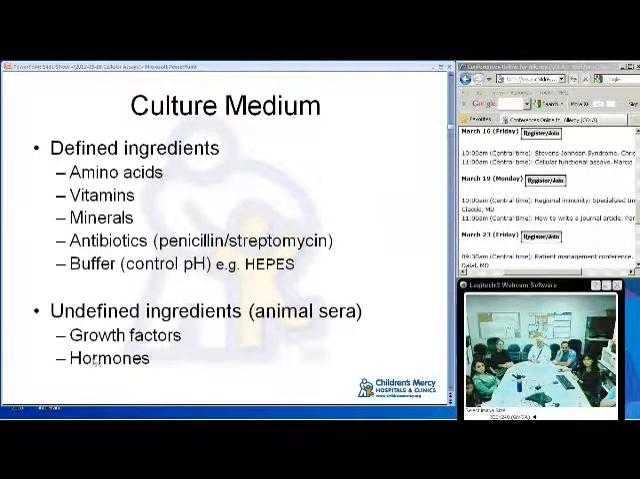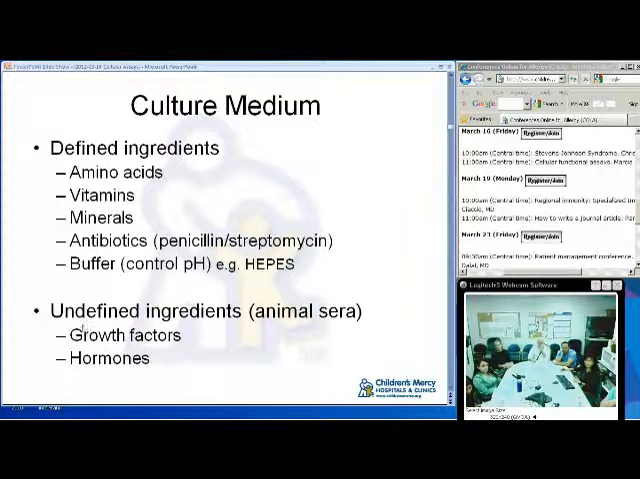Now, the culture media is made up of both defined ingredients and undefined ingredients. The defined ingredients consist of amino acids, vitamins, and minerals. We need antibiotics in there, such as penicillin and streptomycin, and then something to control the pH, usually a buffer such as HEPES. Because as the cells grow, they'll create acidity in the media, so you need some sort of buffer so that the media isn't always really acidic.